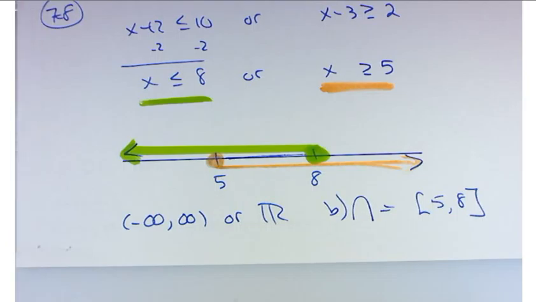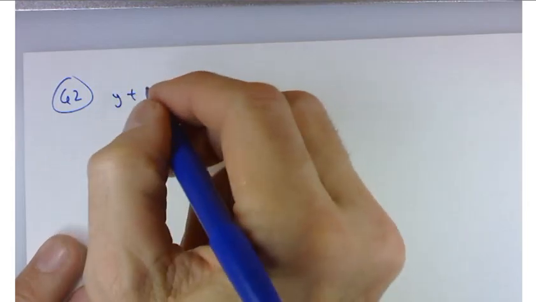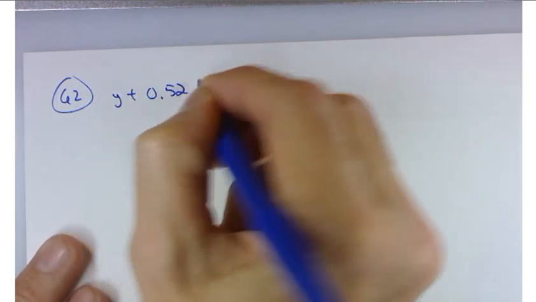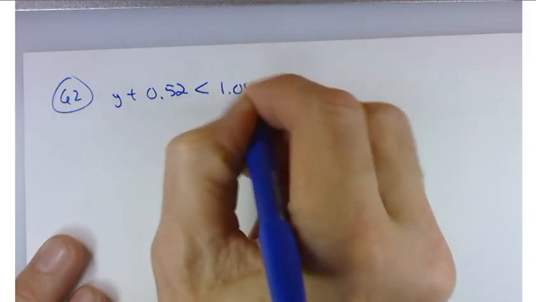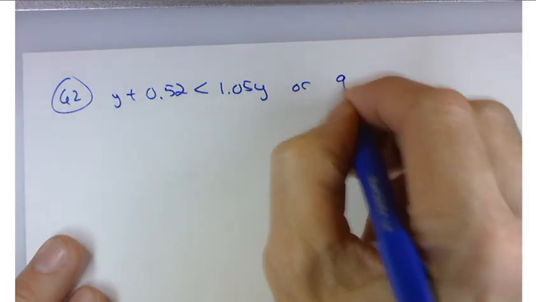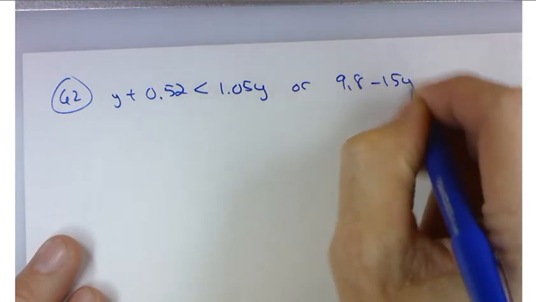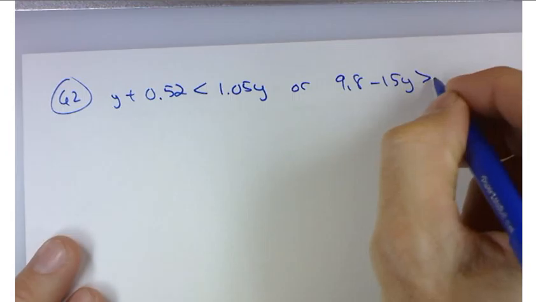Okay, as promised, let's move on to problem 62. So we've got y plus 0.52 is less than 1.05y, or 9.8 minus 15y is greater than negative 15.7.